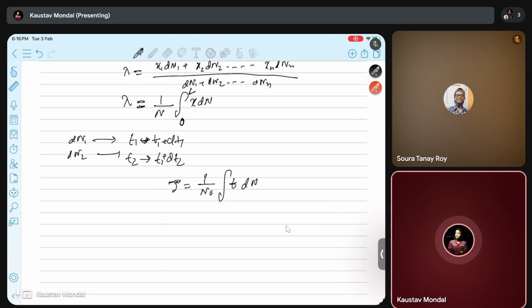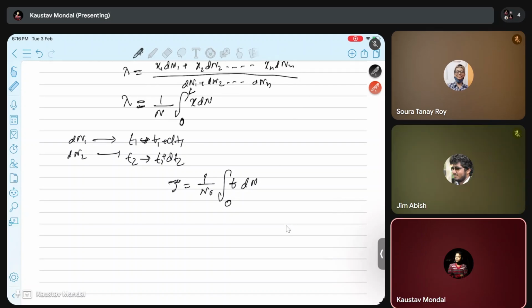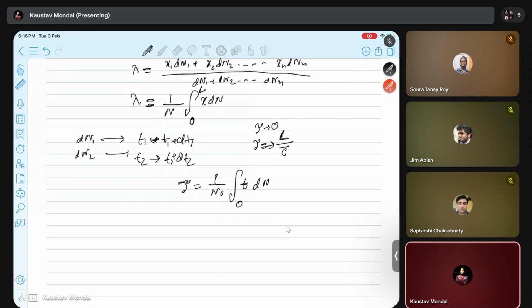Here the integration limit would be that tau starts from 0 to the maximum value of tau it can attain, which is the total length of the box divided by the average speed. That is the maximum time the gas molecule can travel between two collisions. So it would be L by c bar.